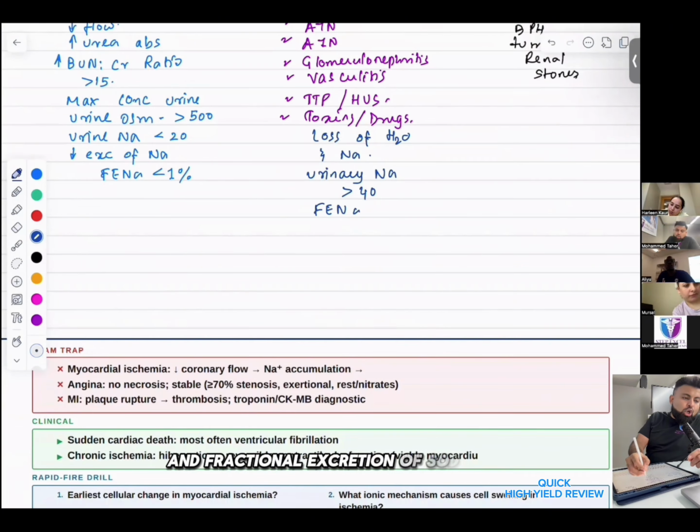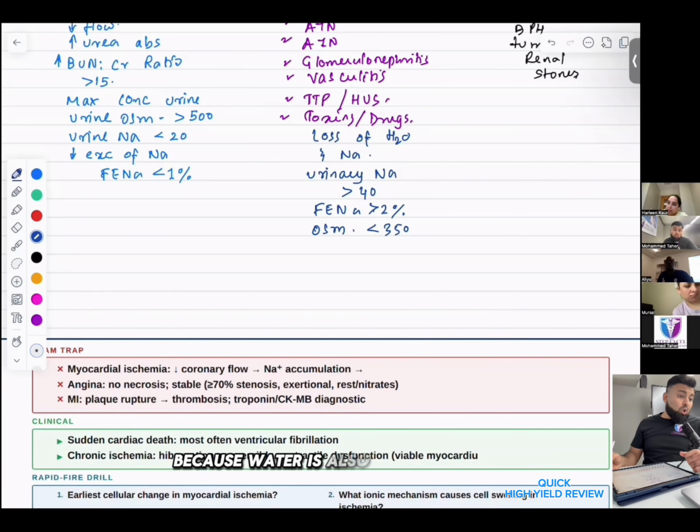Fractional excretion of sodium, FeNa, is also greater than 2%. Okay, 2.5 or 2%. You can remember it like that. And last, the osmolarity of the urine will be less than 350. Why? Because water is also lost from the body.